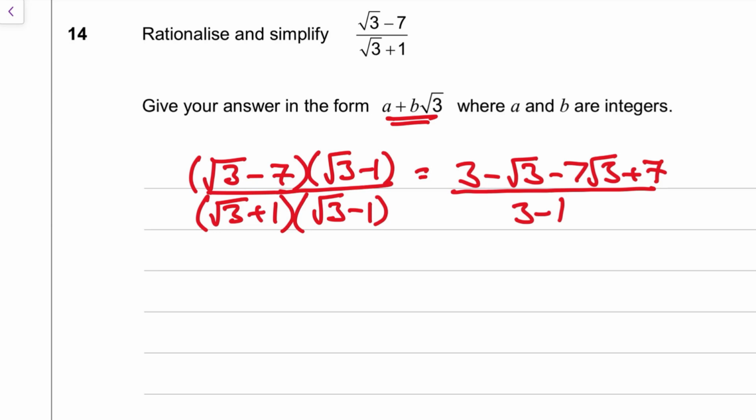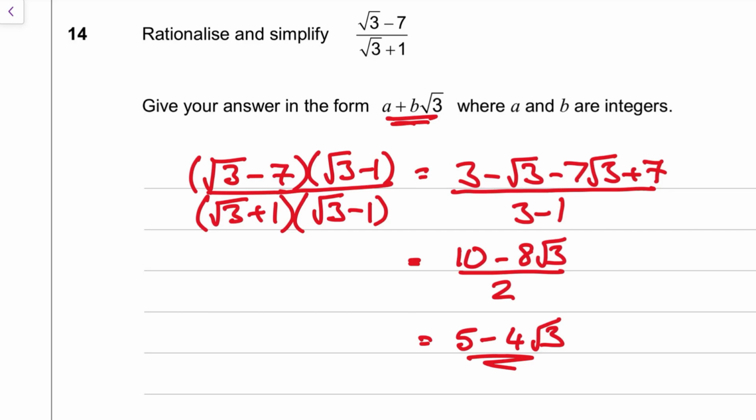Is that going to cancel down? Yes, it is. 3 plus 7 is 10, and minus root 3 minus 7 root 3 is minus 8 root 3. Divide all that by 2. I've got it in the right format, thank God for that, which is going to give me 5 minus 4 root 3, and that is my final answer. I'm happy with that one. Next question.